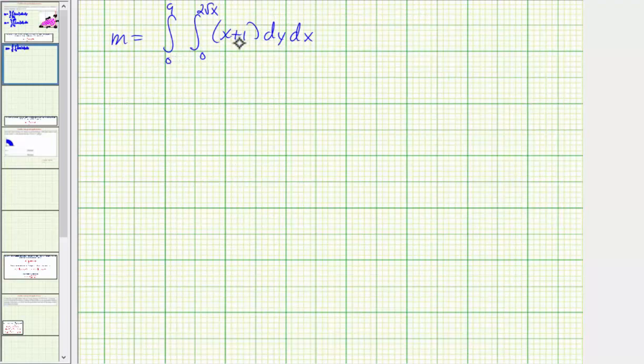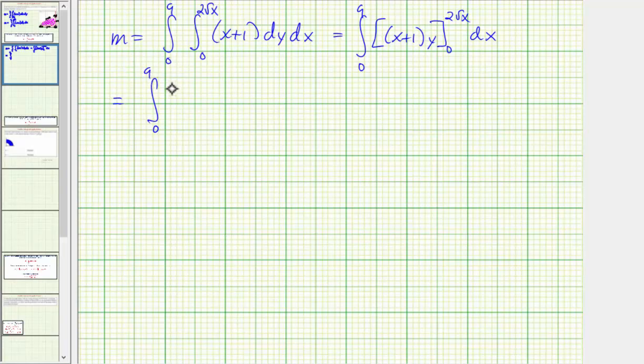When we integrate with respect to y, we treat x as a constant, and therefore the antiderivative with respect to y would just be x plus 1 times y. Again, we're treating x and 1 as a constant. And now we perform substitution for y. And because we're treating x plus 1 as a constant, we have the integral from 0 to 9 of the constant x plus 1 times, when y equals 2 square root x, we have 2 square root x. When y is 0, of course, we have 0.